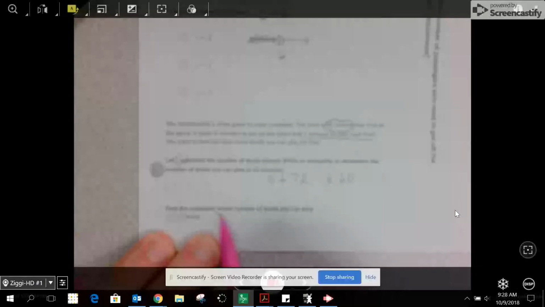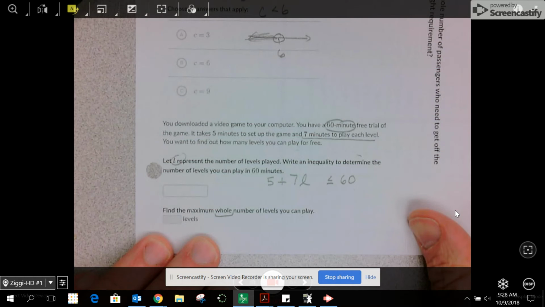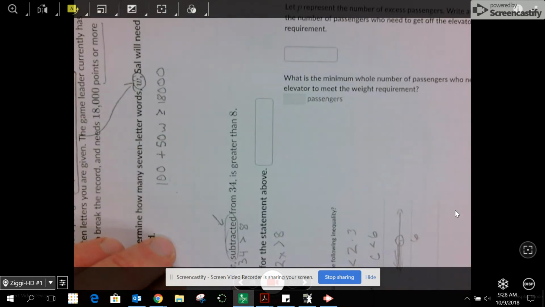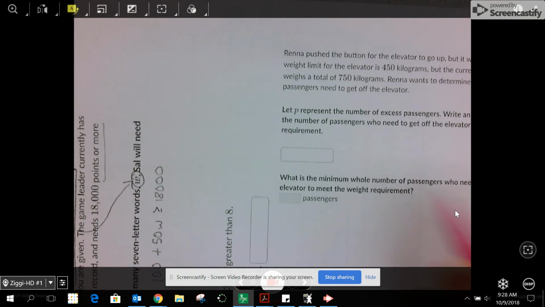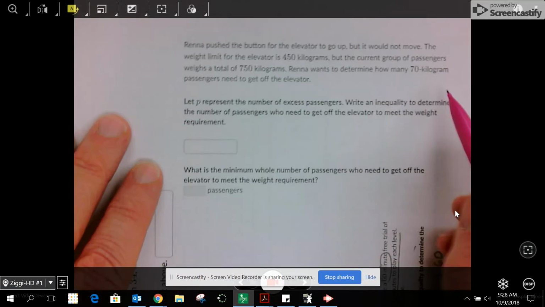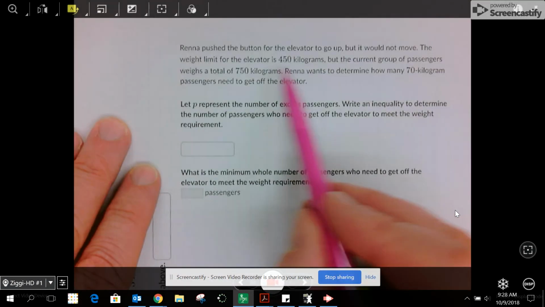The next one is another word problem. They're all following the same kind of pattern. The weight limit for the elevator is 450. The current group of passengers weighs 750. How many 70-kilogram passengers need to get off of the elevator?